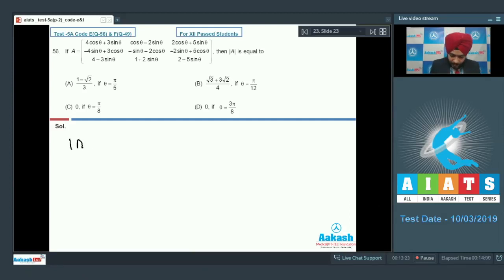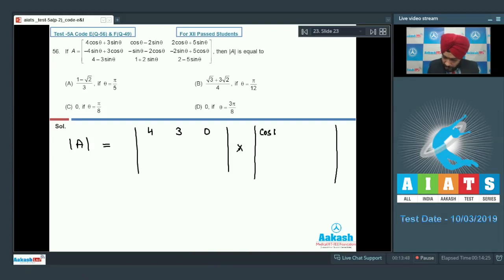So if I am considering the determinant value of A, I will have to consider the determinant value of this matrix, and because the coefficients are very similar, 4 3 minus 4 3, 4 minus 3, 1 minus 2 minus 1 minus 2 1 2, 2 5 minus 2 5 2 minus 5, I can try to split it as a product of two determinants. So the first row will be 4 3 0, and over here cos theta, sin theta and 0, in order to get the first row and first element over there.